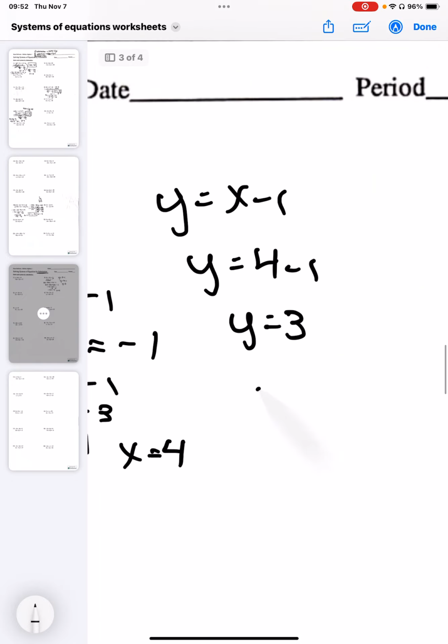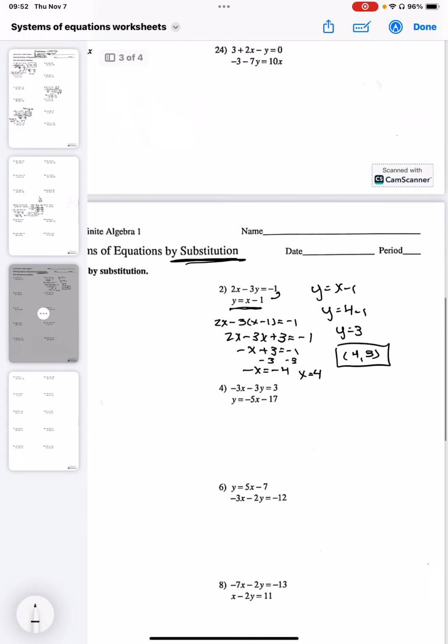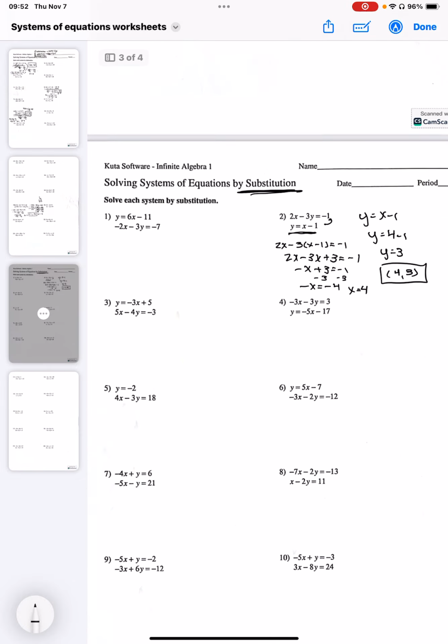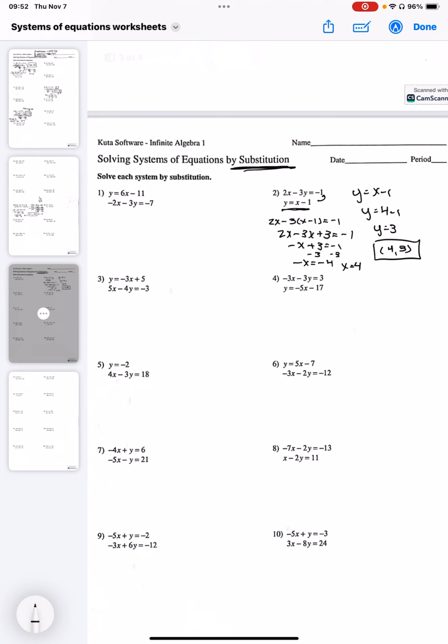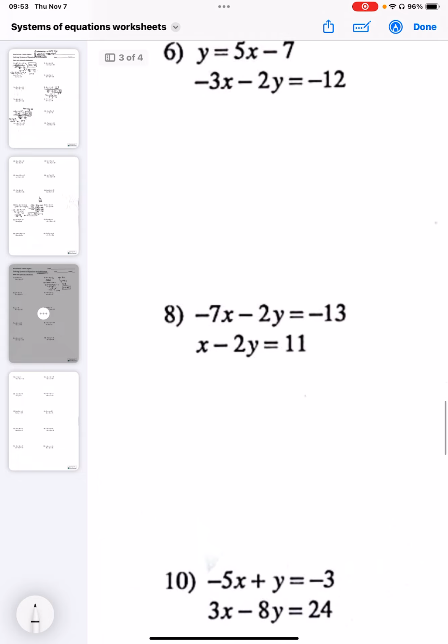So our final answer is going to be 4, 3. Okay, these first couple are just where y is equal to that, but let's get a little bit more complicated. So this equation down here is a little bit different. You can rearrange the equation so that it has a y equals, or you can rearrange this bottom equation and say x is equal to 11 plus 2y.